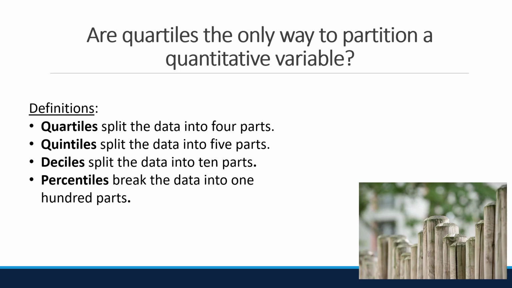Recall that quartiles split the data into 4 parts. There's no reason for us to stop at 4. We can split the data into any number of parts that we want. Some common partitions are quartiles, which split the data into 4 parts, quintiles split the data into 5 parts, deciles split the data into 10 parts, and percentiles break the data into 100 parts.